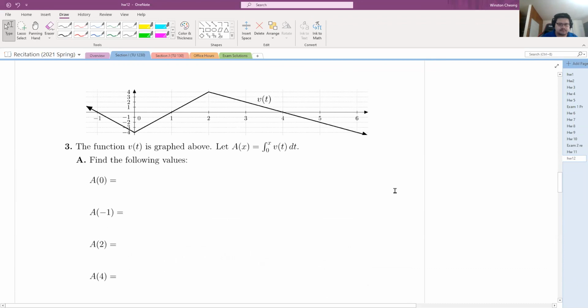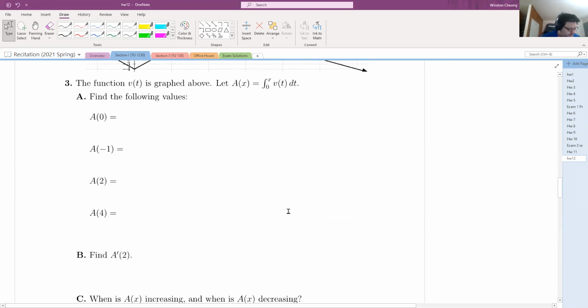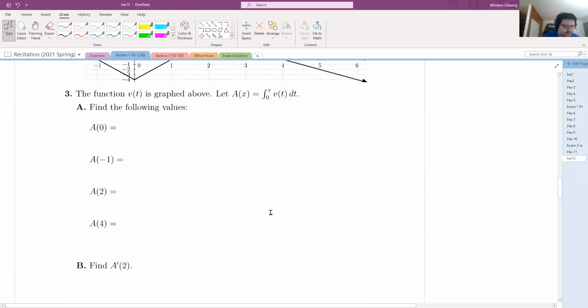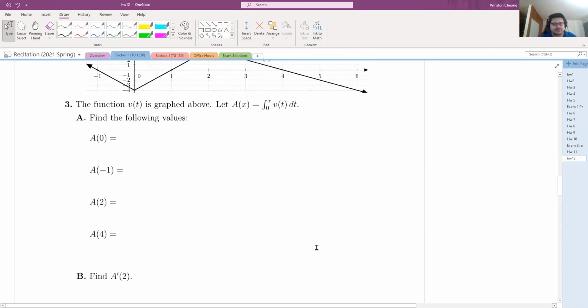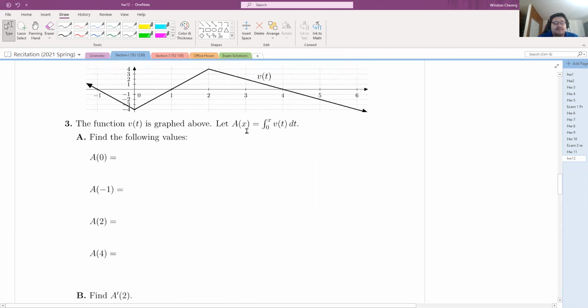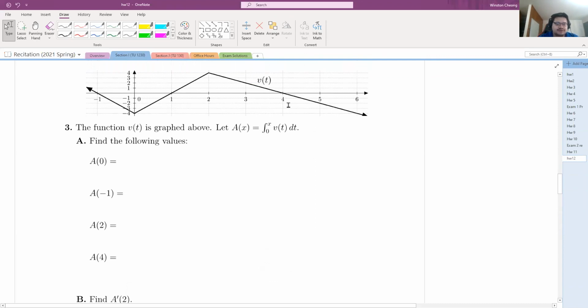So number 3 all has to do with this graph, but I think it interprets things just differently each time. All right, so notice A is a function that we construct out of some velocity function. Okay, that's fine. And it's just integrating, so just think of it as an area. That's why we're using the letter A.